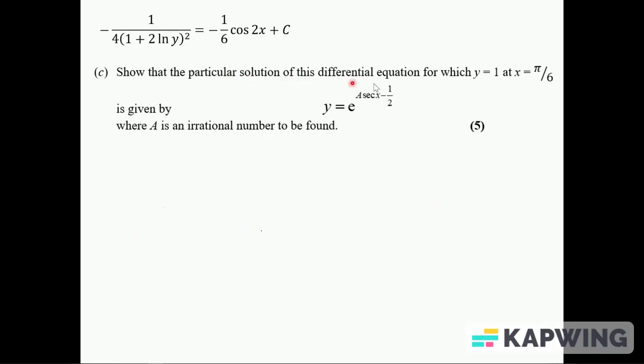Right, then we're going to show that the particular solution for which y is 1 at x is pi over 6 is given by this. So I'm going to sub these in and then rearrange the whole thing so it looks like this. So y equals, a is an irrational number.